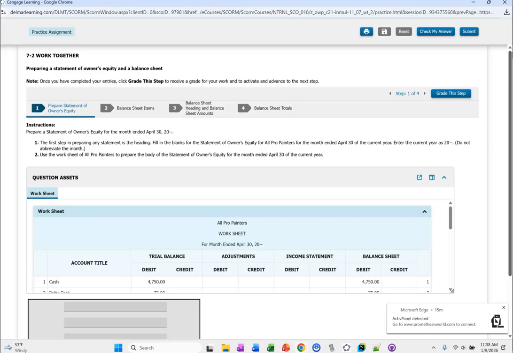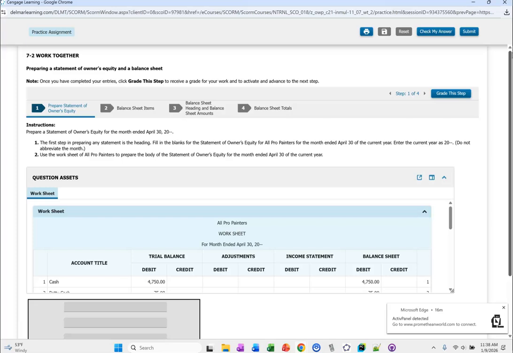So if you wanted to follow along while we do the work together, I invite you to do so. It says preparing a statement of owner's equity and balance sheet. Once you've completed your entries, click grade this step to receive a grade for your work and advance to the next step. It says prepare a statement of owner's equity for the month ended April 30.